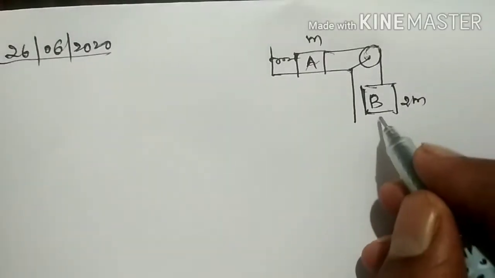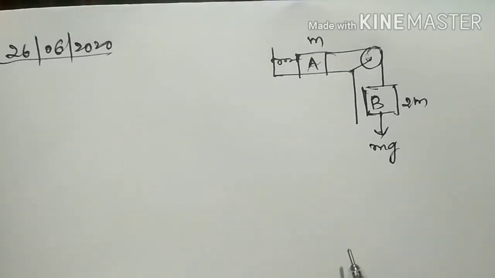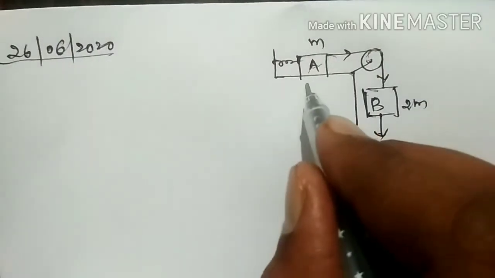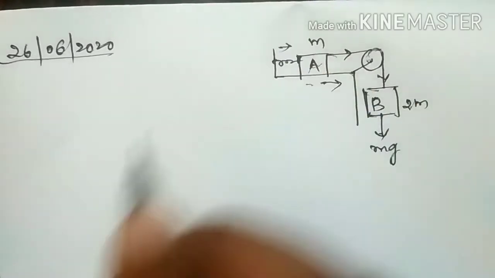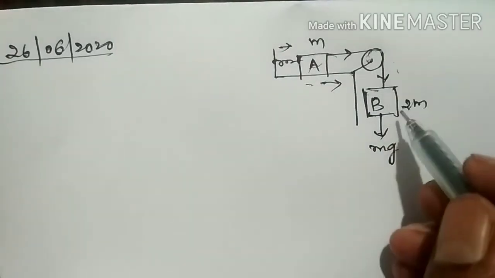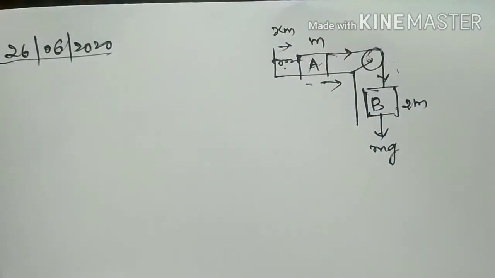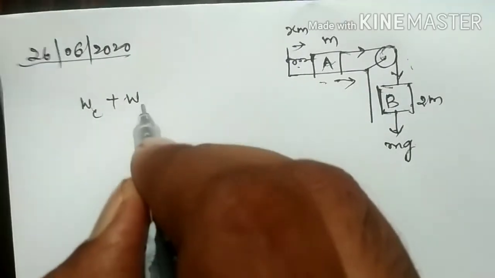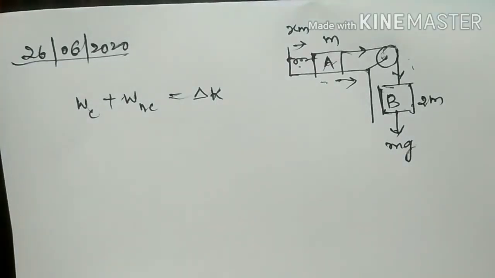Let's consider the block. This block is coming downwards due to acceleration due to gravity, so the system is going to move down. The block A is also going to move along the table, and the spring is also going to expand. So what is the displacement of block B downwards? It is nothing but equal to the maximum extension in the spring. So I will write the work energy theorem: work done by conservative force plus work done by non-conservative force is equal to change in kinetic energy.